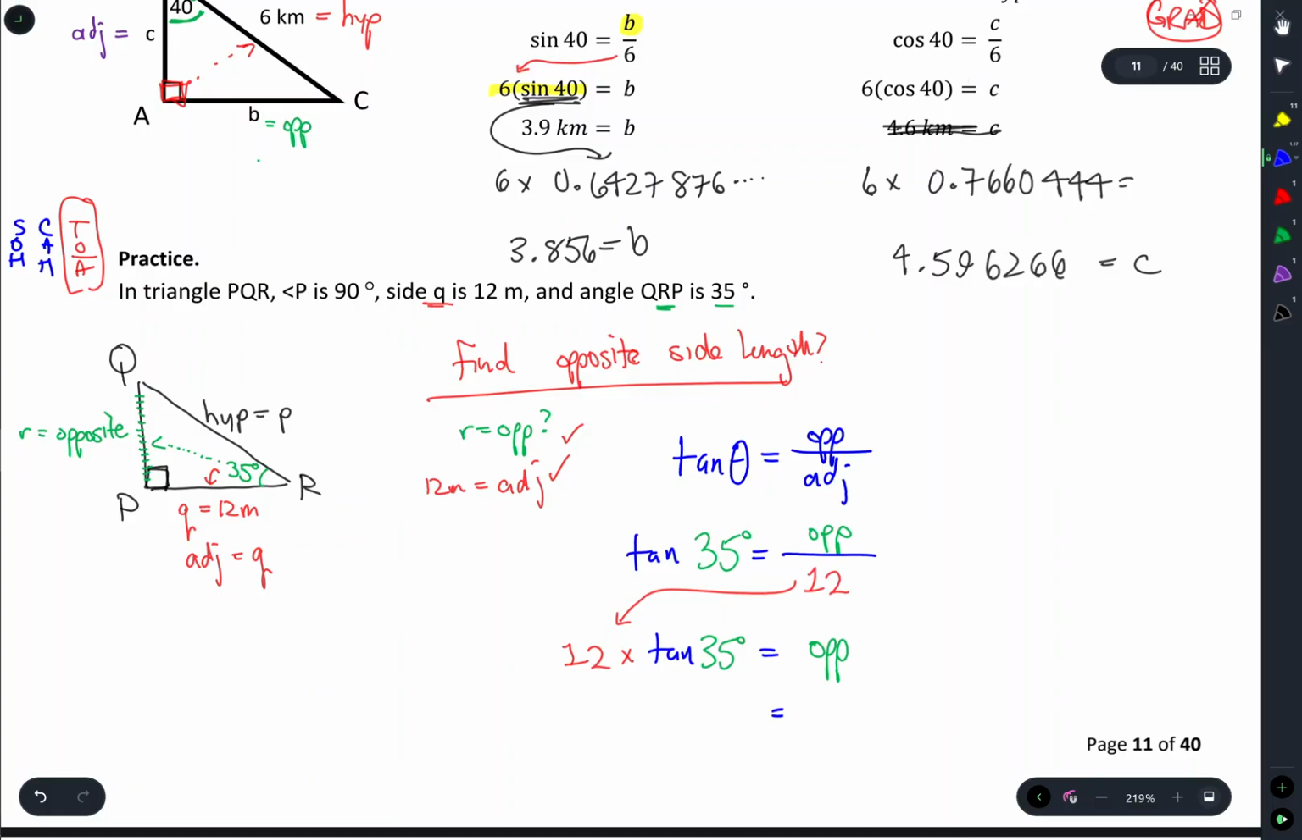So again, let's see what does that really look like, right? So we have 12 times, and then tan 35. So I want to grab my calculator.